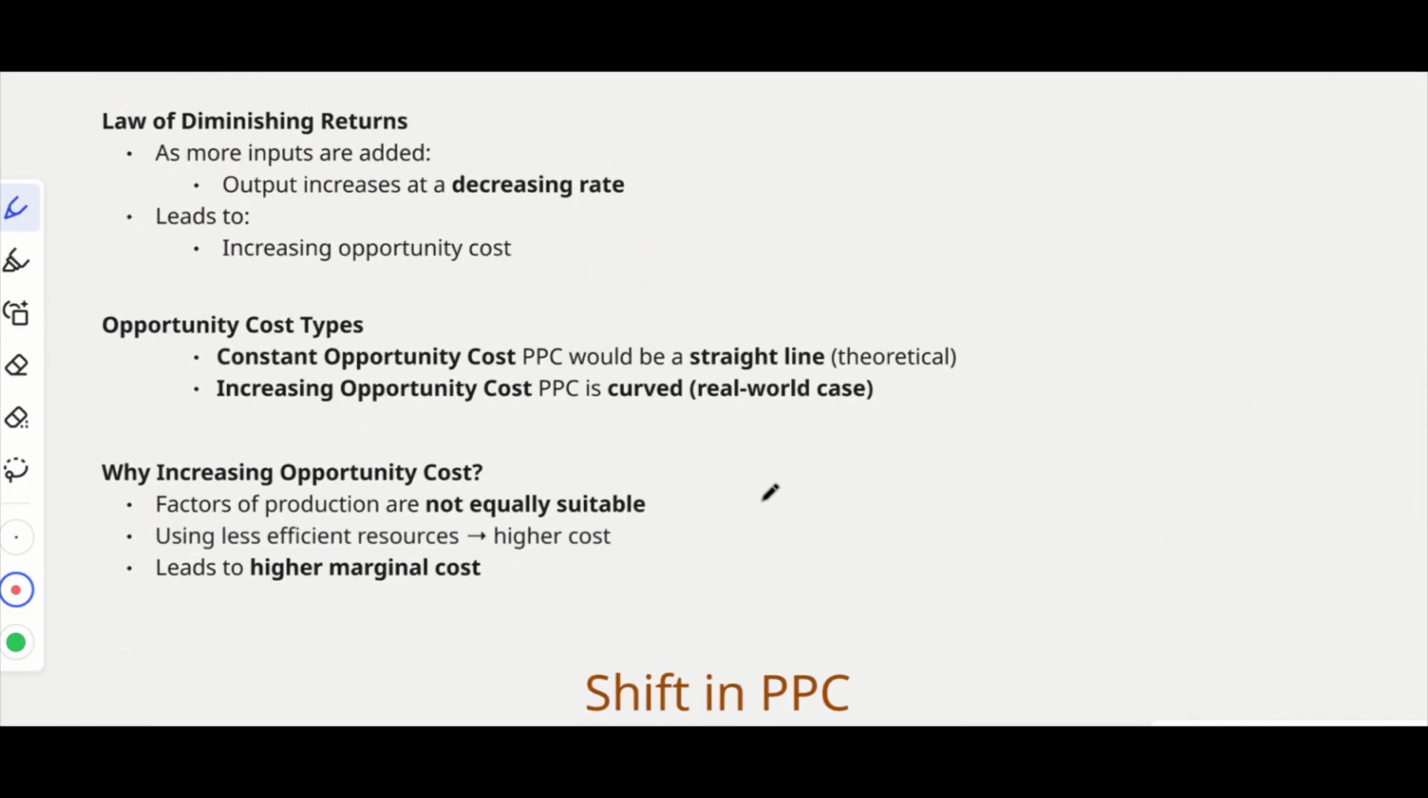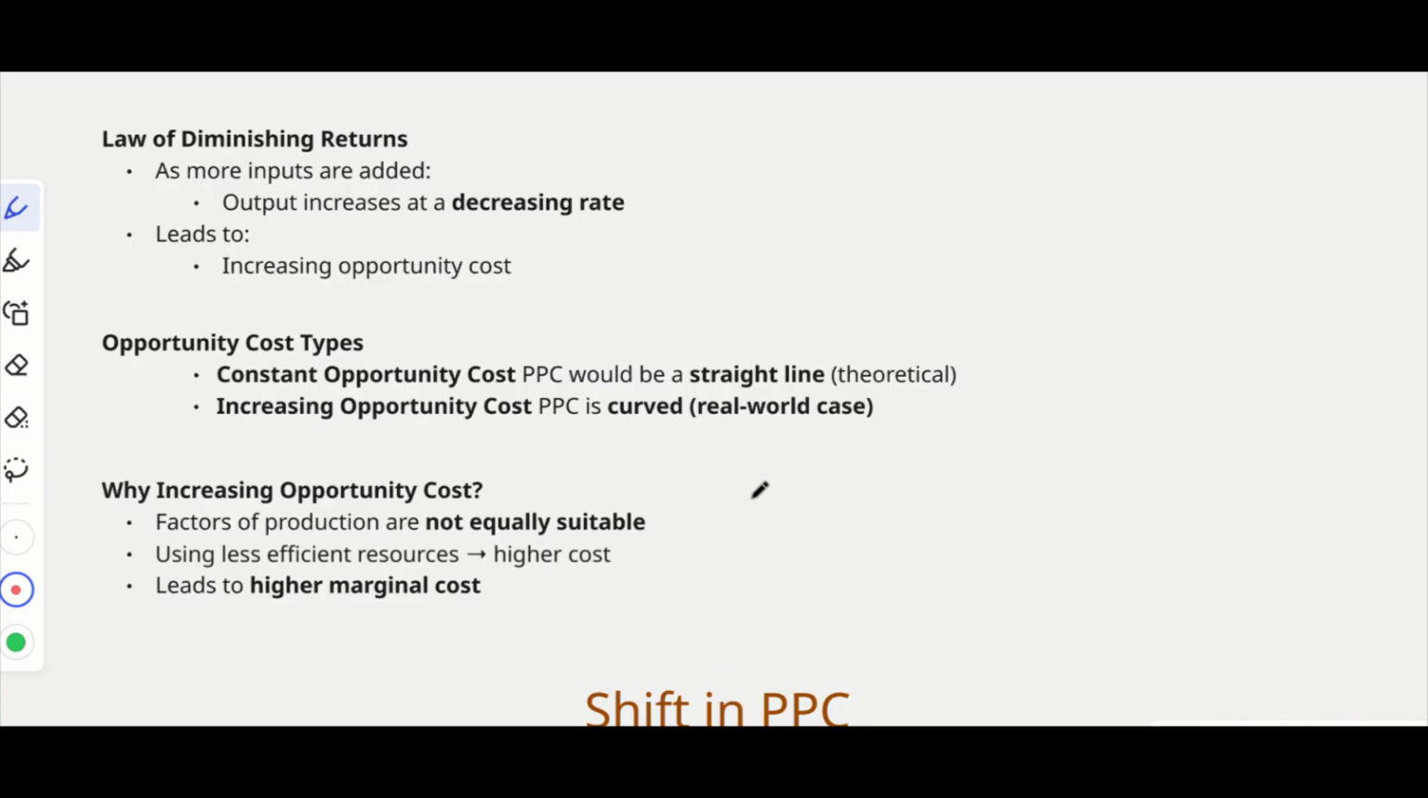Now let's see some concepts associated with the PPC. First thing is the law of diminishing returns. As more inputs are added, output increases at a decreasing rate. It will lead to increasing opportunity cost.